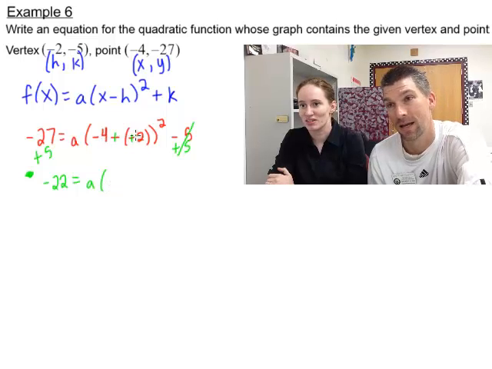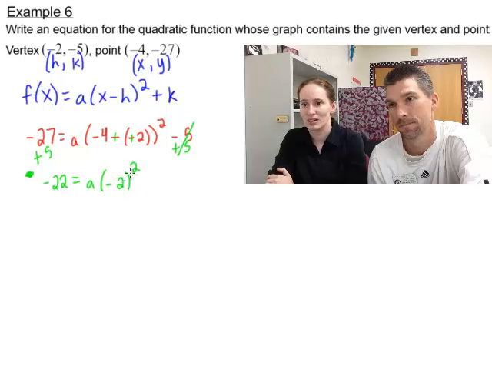Okay, negative 27 plus 5 is negative 22. Negative 4 plus 2 is negative 2, squared. Don't forget to square it.